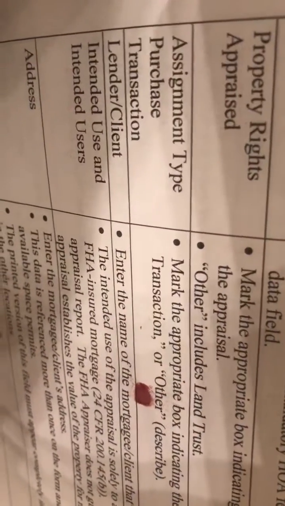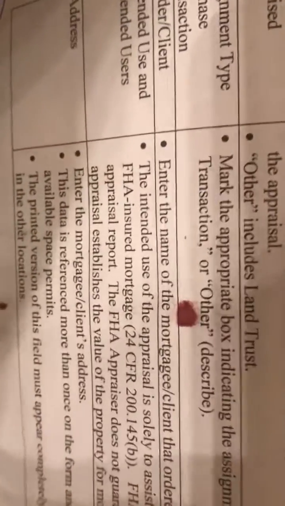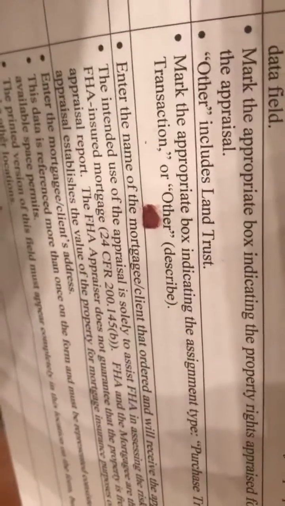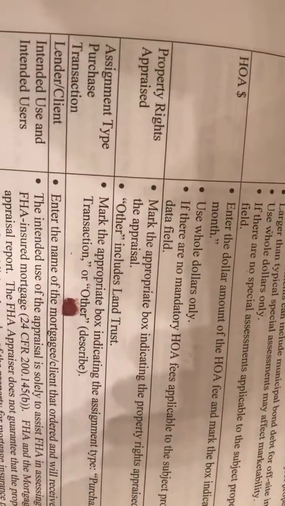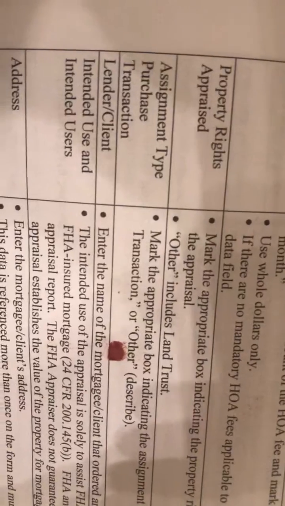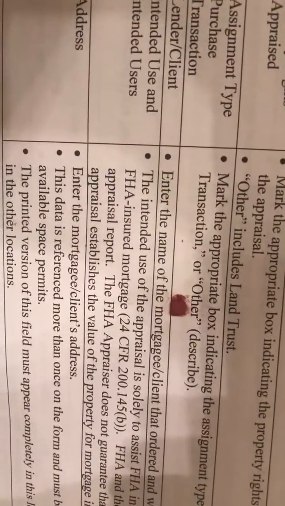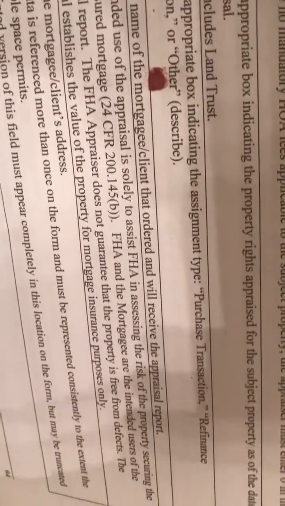Field: assignment type. Purchase transaction. Protocol: mark the appropriate box indicating the assignment type, purchase transaction, refinance transaction, or other. Describe. Field: Lender/client. Protocol: enter the name of the mortgagee/client that ordered and will receive the appraisal report.